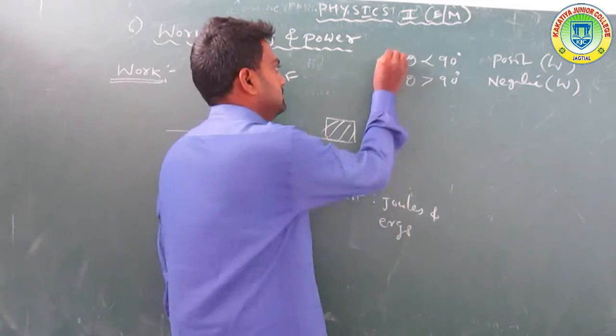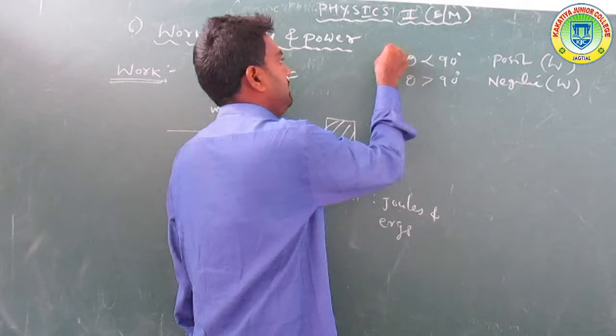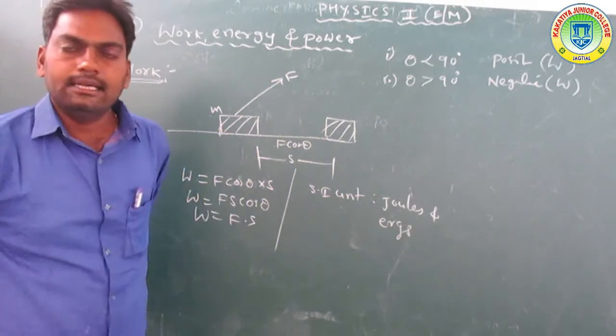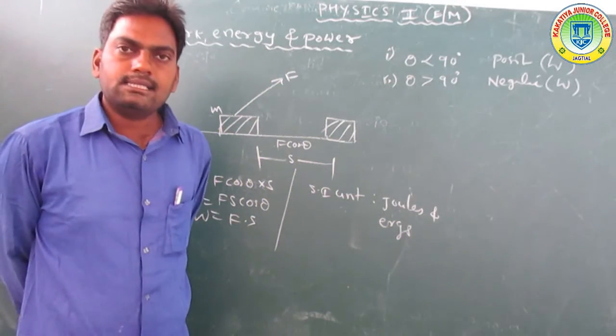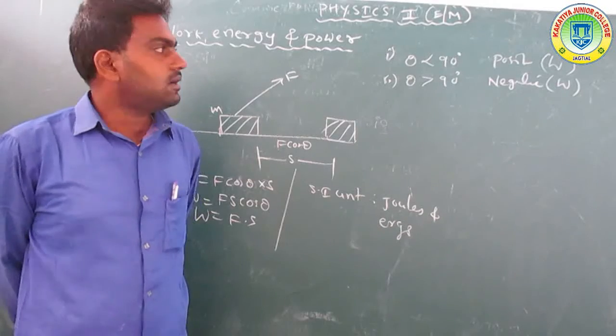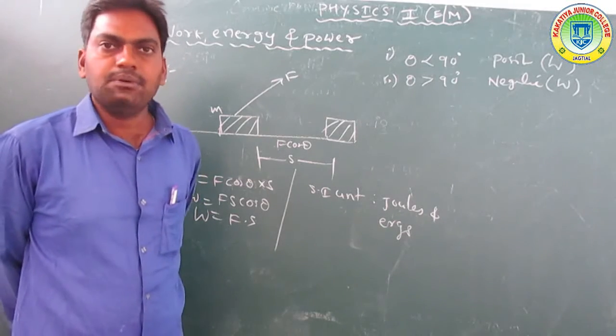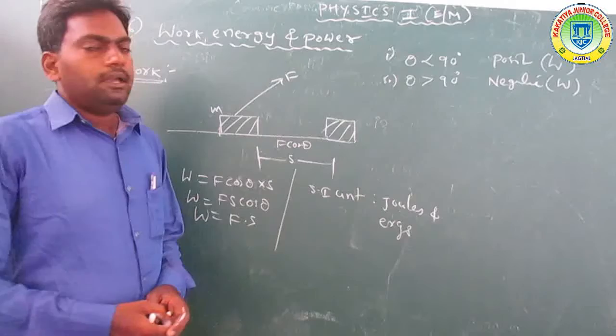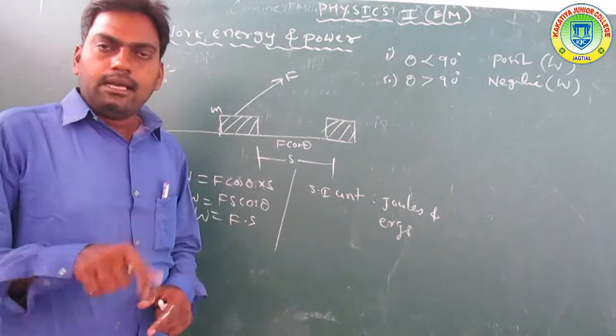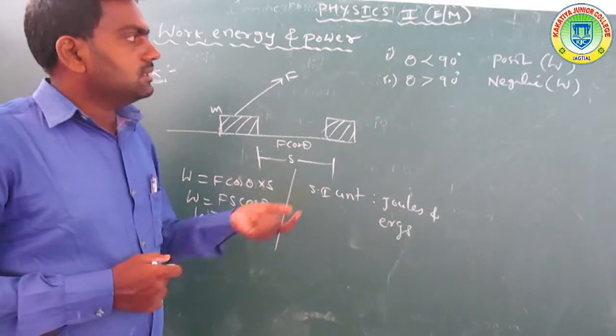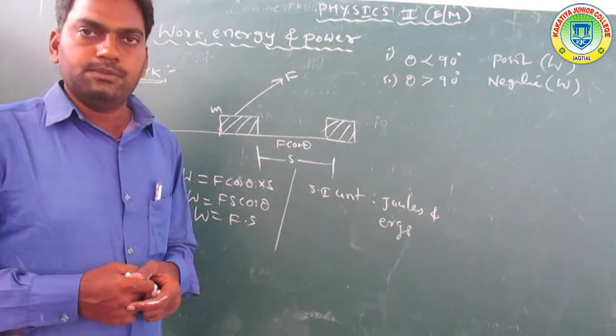So two conditions are taken here. Once again, if theta is less than 90 degrees, work done is taken as positive. And if theta is greater than 90 degrees, work done is taken as negative.